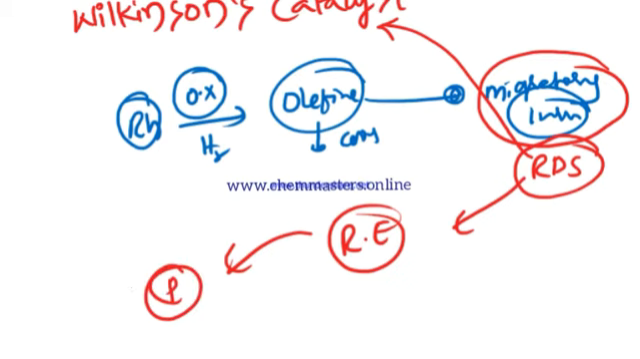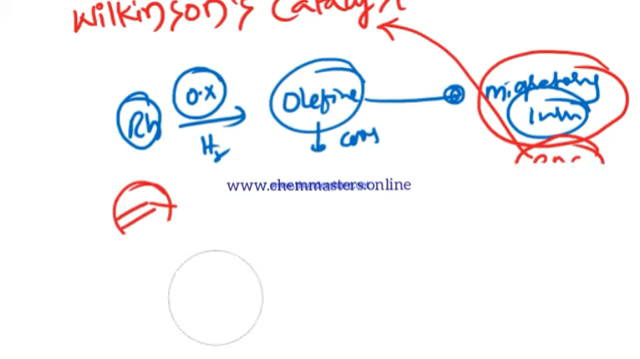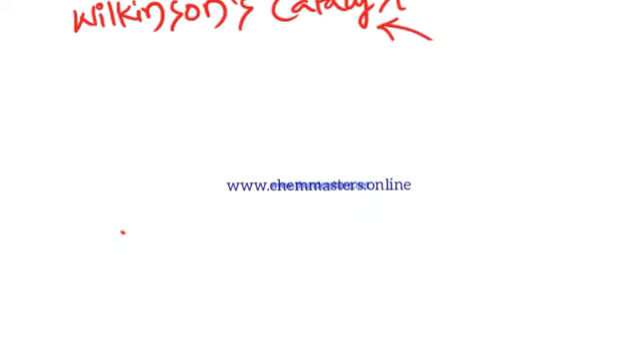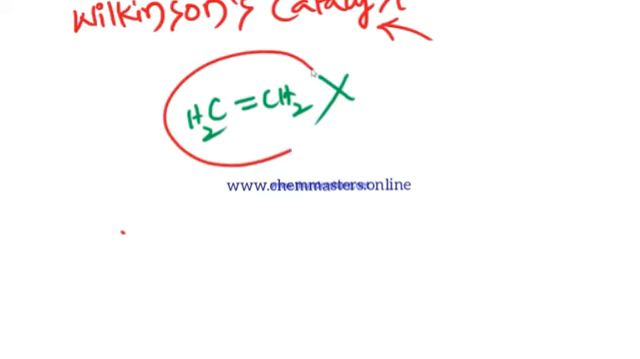So we have discussed that only substituted olefins are hydrogenated with Wilkinson's catalyst. Then what about a simple olefin? Just consider a simple olefin, that is CH2=CH2. Does it undergo hydrogenation with Wilkinson's catalyst? Here it doesn't, because we know that a simple olefin is a strong pi acid.